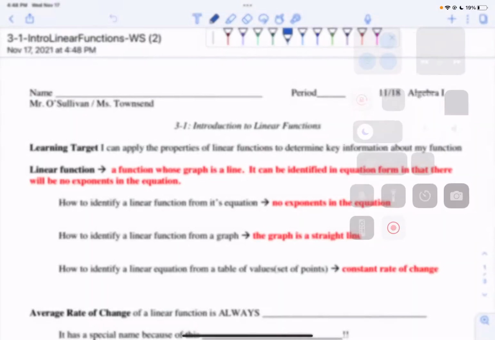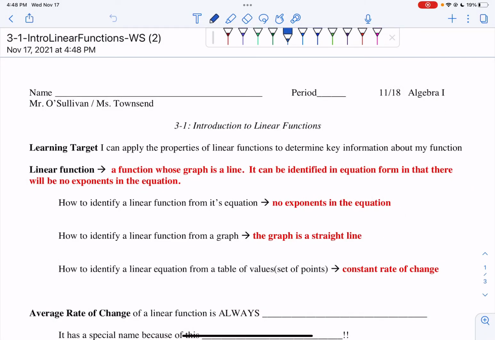Perfect. Okay, hi ladies, it's Mr. Sullivan. Today we're beginning our new unit, Unit 3, Linear Functions. Today's lesson is Lesson 3-1, Intro to Linear Functions. Today's learning target is, I can apply the properties of linear functions to determine key information about my function.